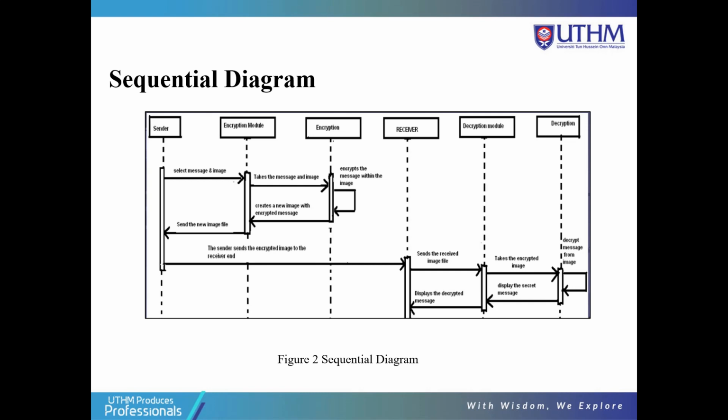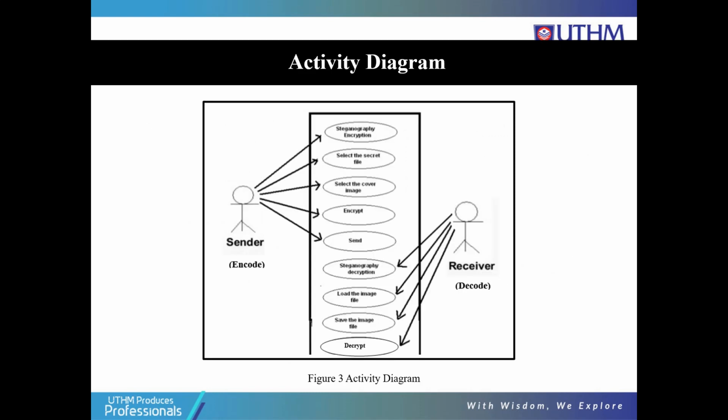For the activity diagram, the sender will initiate the steganography encryption, select the secret file, then the user will select the cover image, then the sender will encrypt the file using the encode button. Then the file will be sent.